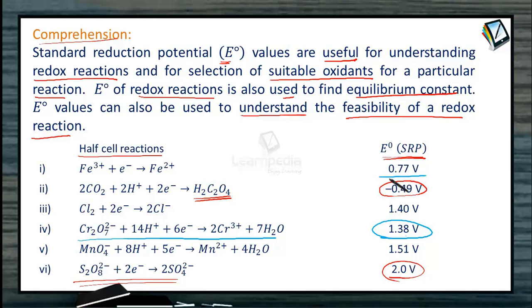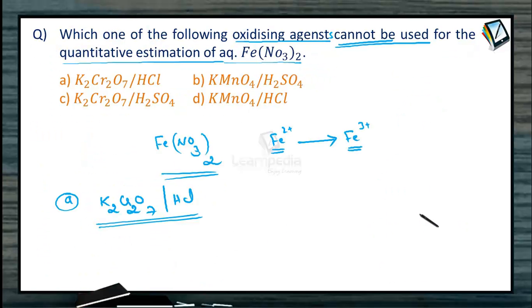Therefore, the potassium dichromate in acidic medium HCl can bring about the oxidation of ferrous. Here it is only 0.77. So thereby ferrous can act as a reducing agent, dichromate can act as oxidizing agent, and no other ion can be oxidized by this, and therefore it is a suitable oxidizing agent. But we are asked to select which cannot be used. Therefore, A is not the right answer.